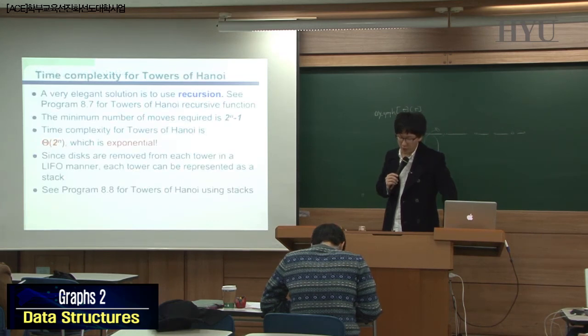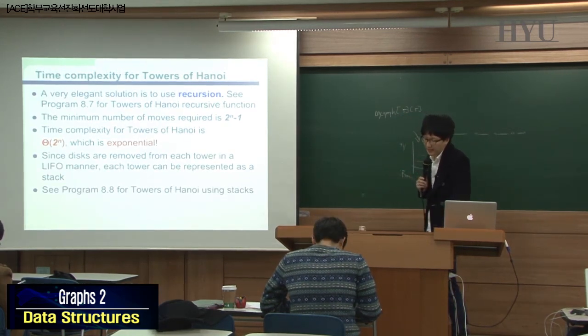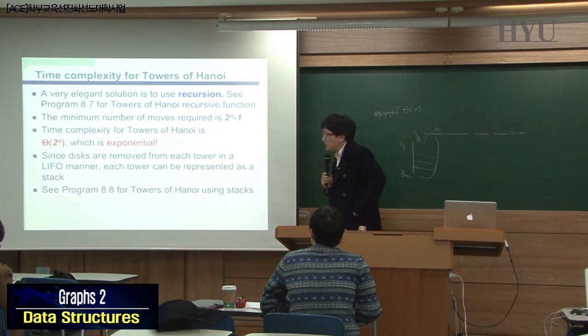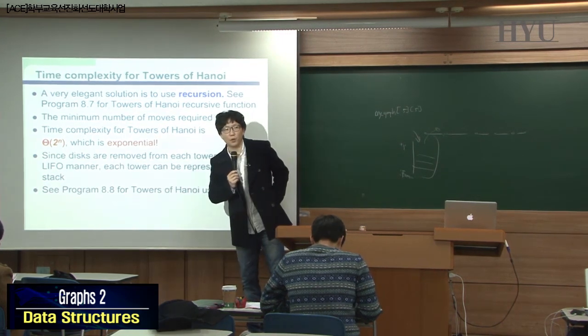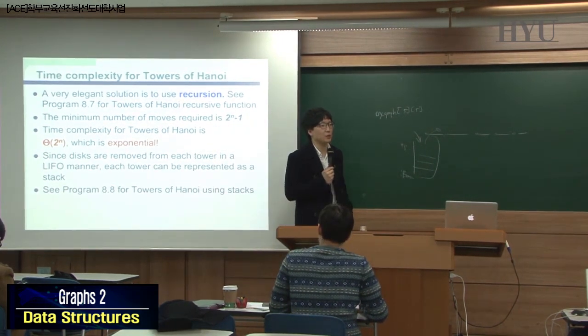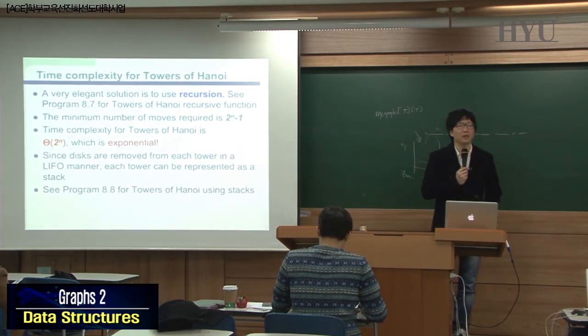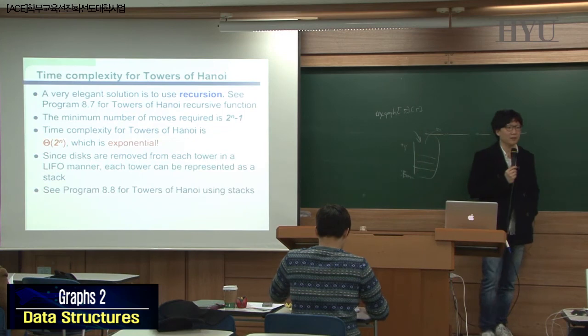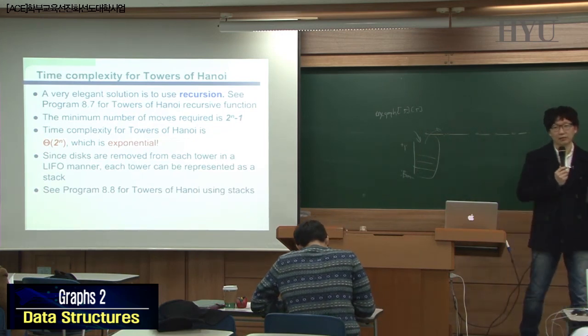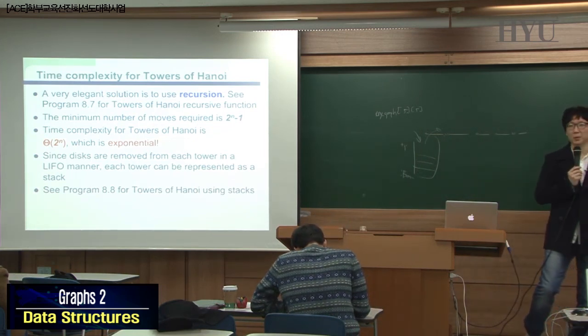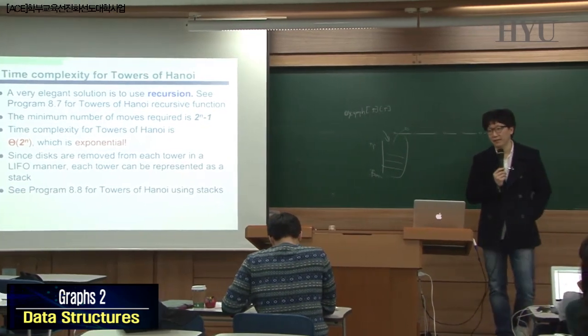See program 8.8 for Towers of Hanoi using stacks. Maybe I can ask you why this time complexity is 2 to the n. What is the main reason for that? Explain briefly. I don't think I'm going to ask you how to prove it, but explain briefly, just like your textbook explains in one small sentence.